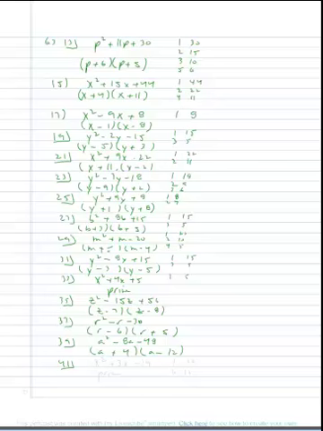41, we have x squared plus 3x minus 39. I need to write down the factors of 39. That's 1 and 39 and 3 and 13. You'll note that none of those differ by 3, so this one is prime.